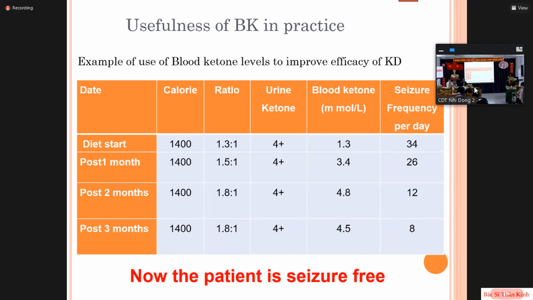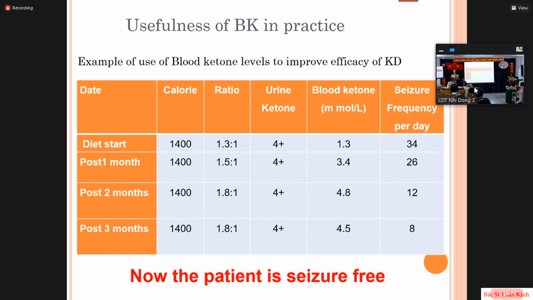This case study was done at our center. This was to check the usefulness of the blood ketone levels. You can see that the patient had 4+ urine ketones throughout the time, but the seizures were not controlled. So even though the urine ketones were 4+, the seizure frequency was 34 per day. But when we did the blood ketone check, we saw it was pretty low. It was just 1.3.